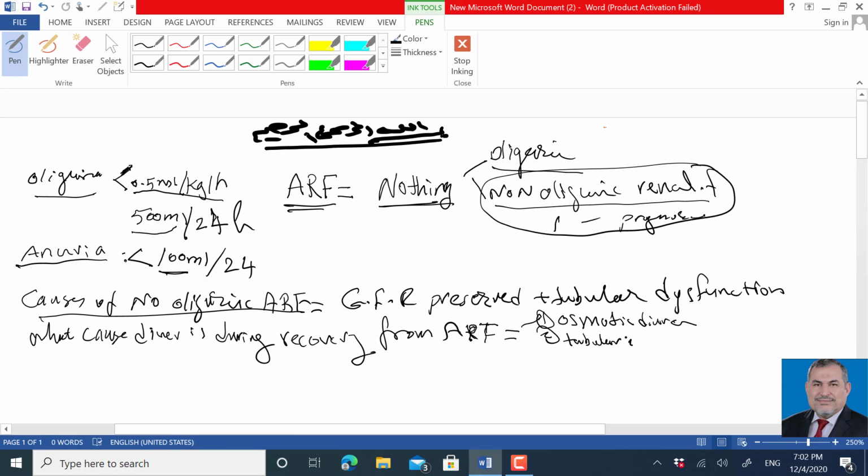Tubular insensitivity to aldosterone and antidiuretic hormone. And third, loss of medullary concentration gradient. Loss of the medullary concentration gradient. Okay.